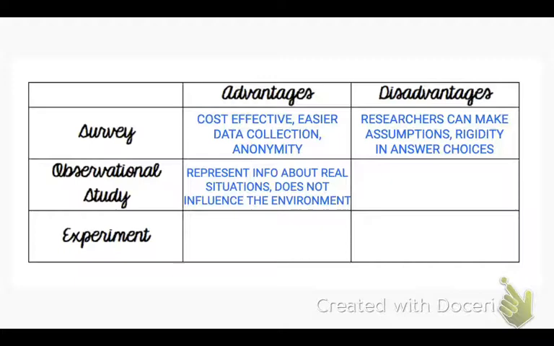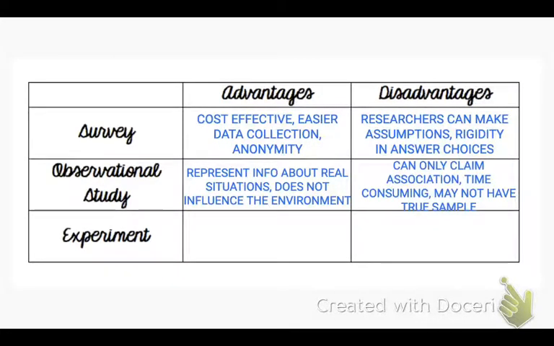Advantages for an observational study. It gives us information about real situations. We're not influencing the environment. So we're seeing actual information and data that's realistic. However, we can only claim association, meaning we don't really know if there's lurking variables or other things going on that can affect the outcomes. It's very time consuming because you're not controlling, so sometimes it's just sitting around and waiting to see if the situation is going to be there so that we can actually collect data.